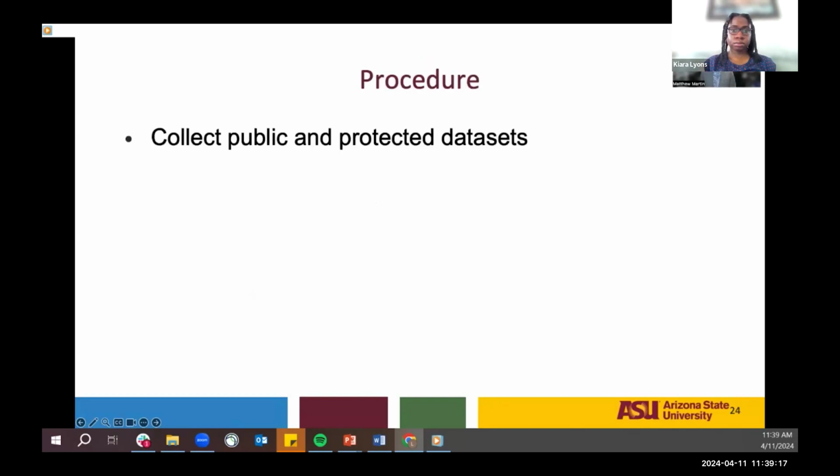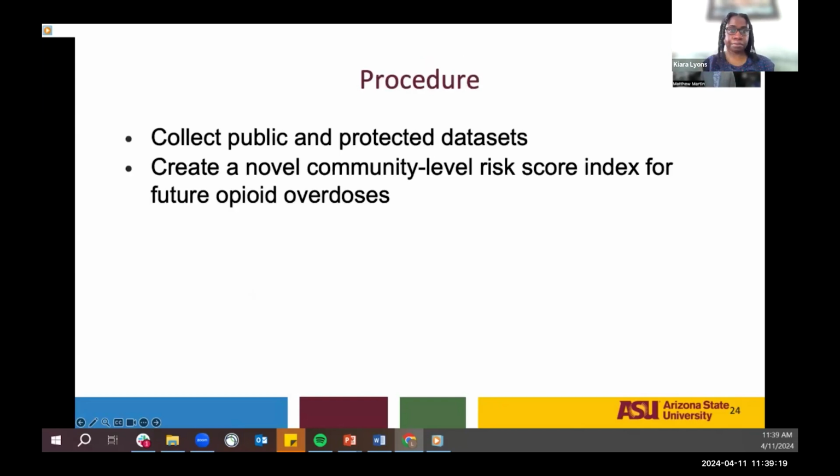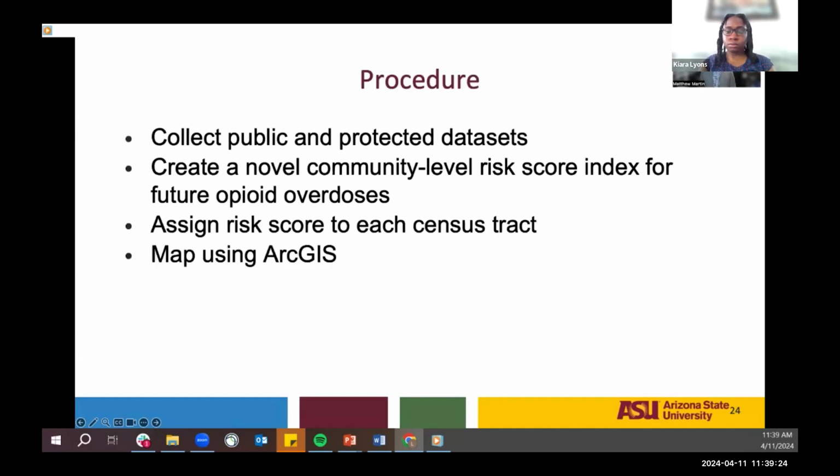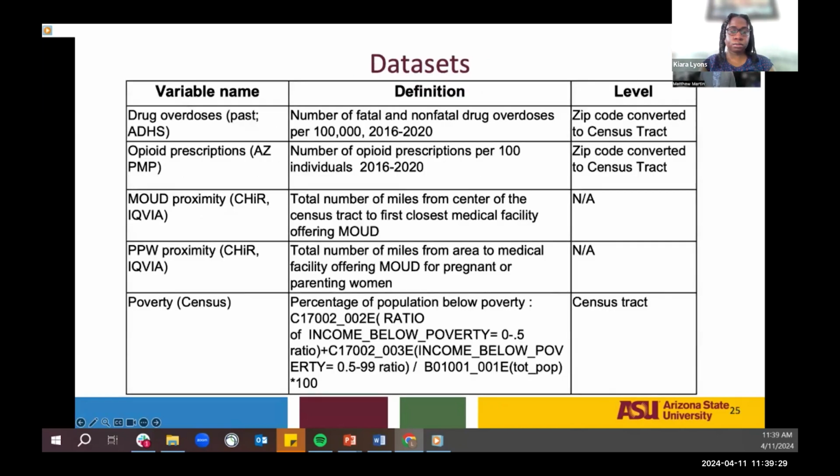We collected our data sets as we set off on our project. We created the index score. We assigned that risk score to each census tract. We mapped it using ArcGIS. These are the data sets that we used.